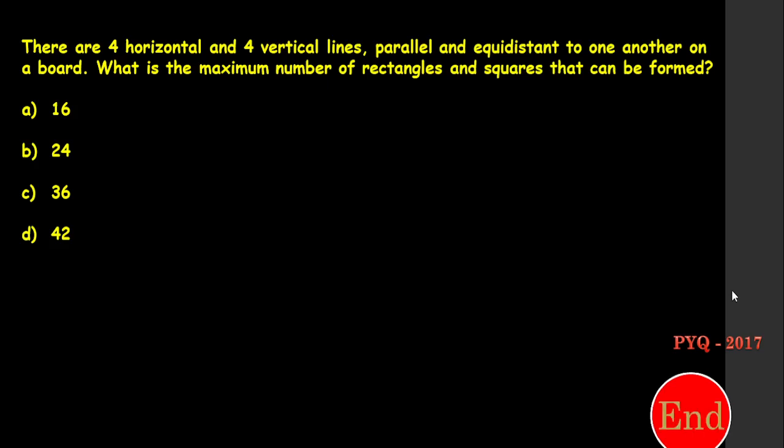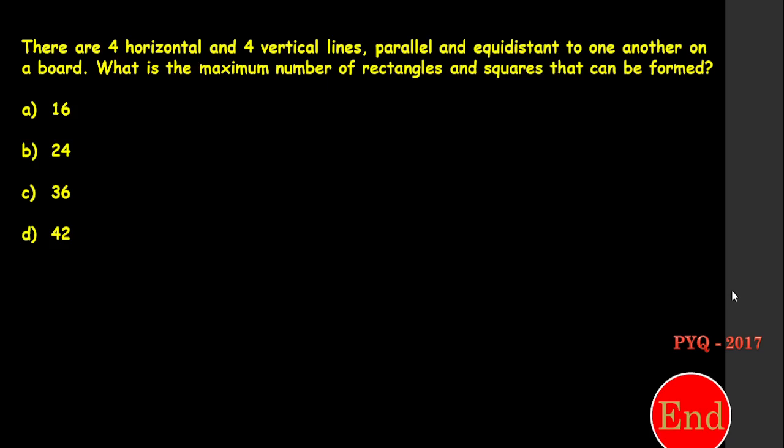Right. In this question, there are 4 horizontal and 4 vertical lines parallel and equidistant to one another on a board. What is the maximum number of rectangles and squares that can be formed? So, what is the nature of square and rectangle? So, we need to pick two lines from horizontal and vertical, right? So rectangle, two sides are equal. Square means all the 4 sides are equal.